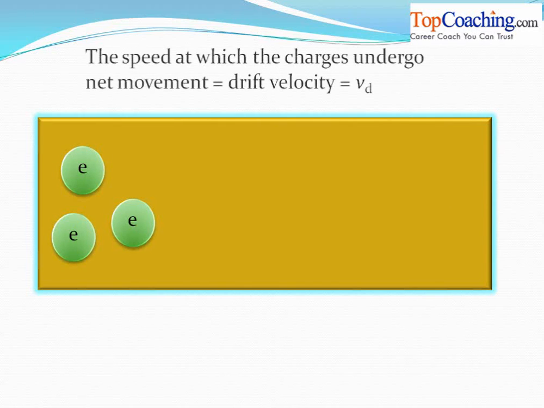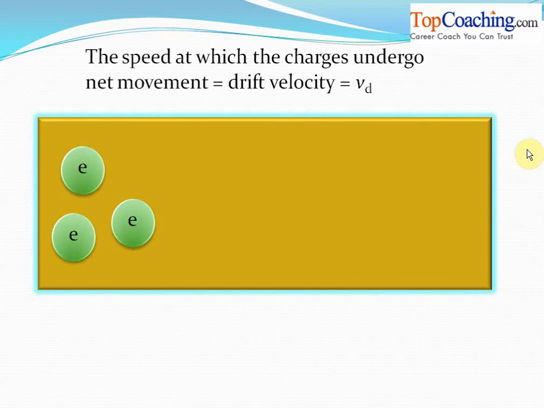The net speed at which these electrons drift, around 10 raised to minus 4 meters per second, is called drift velocity. So drift velocity is the net speed at which electrons drift in a specific direction when an electric field or potential is applied. Drift velocity is represented by the symbol Vd.